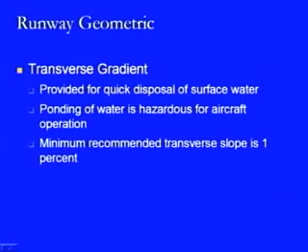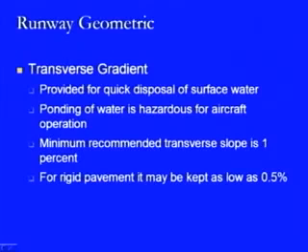The minimum recommended transverse slope is 1%, which is provided on the basis of the minimum requirement of a grade which can drain off the water from the surface. So, that is the criteria for fixing this value. For rigid pavements, it can be kept as low as 0.5%. The 1% may be taken for the high bituminous concrete pavements being provided on the runway strips.